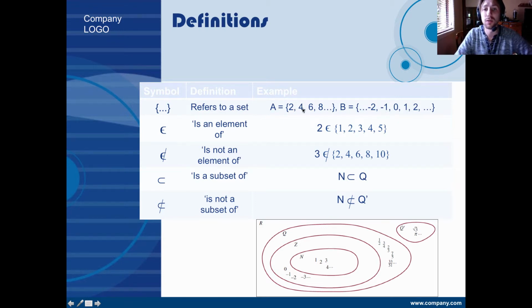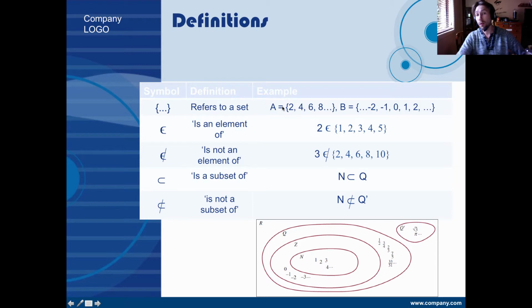So set A is 2, 4, 6, 8, 10, 12. These dots mean that the set continues on along with that pattern. And same with this one here for B, it's -2, -1, 0, 1, 2, but it means that it also goes all the way down to -infinity and all the way up to infinity because of these dots here. But it's essentially just integers for this one.